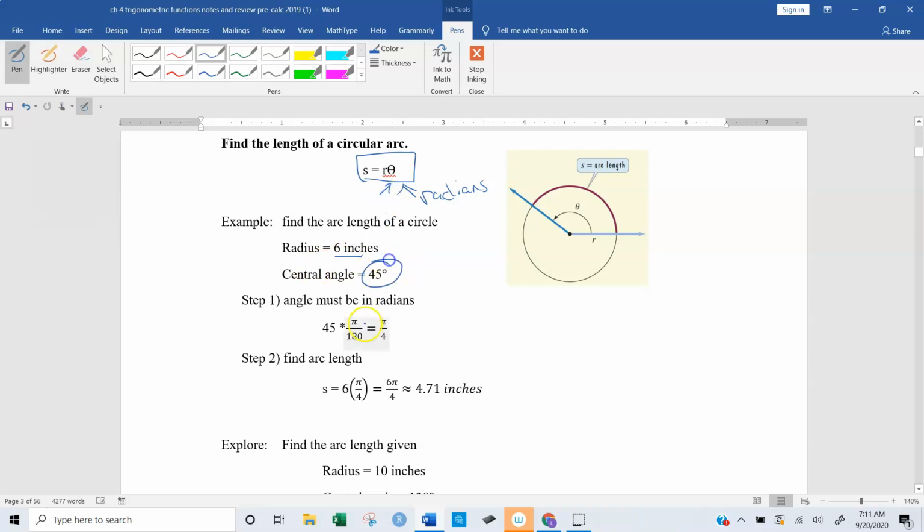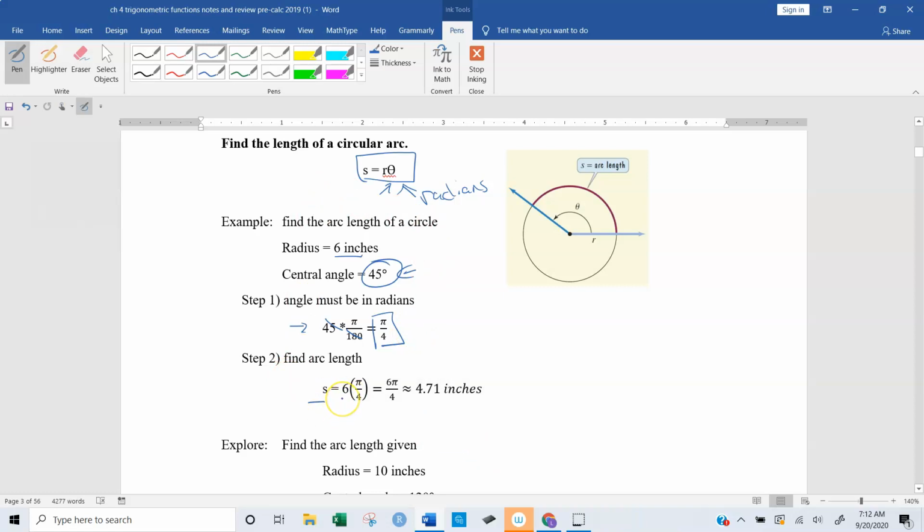But my central angle is 45 degrees. This is not possible to calculate here. You have to change it to radians. So we use our conversion, pi over 180, and we reduce this. 45 goes into 180 4 times. So my radian measure of my angle is pi over 4. Now I can actually do the calculation of my arc length.